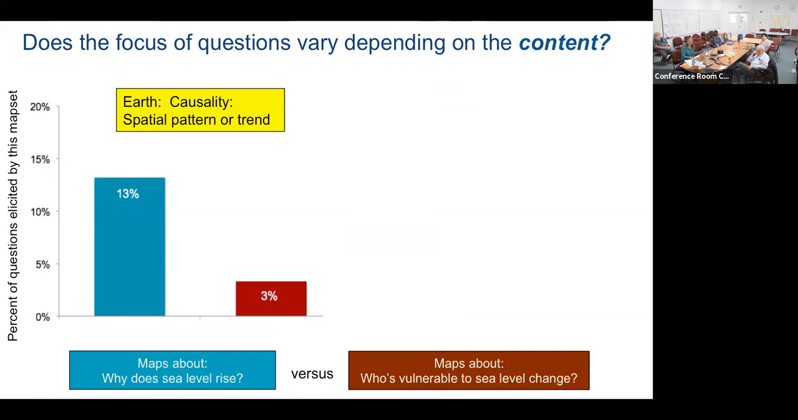First of all, in the Earth causality, spatial pattern or trend category, the percent of questions elicited by that map set: 13% of those questions were coded into this category in the maps about sea level rise, while only 3% were in the who's vulnerable set. So the map set about why does sea level rise was very sciencey and had lots of strong spatial patterns in it. And so that makes sense, fits together with what we know about the data types.